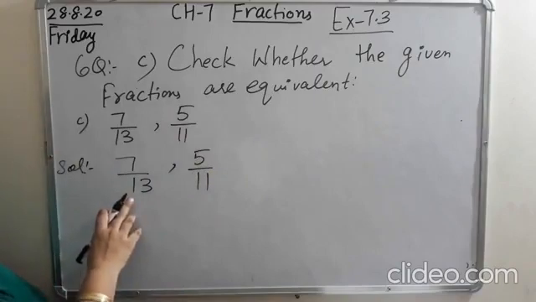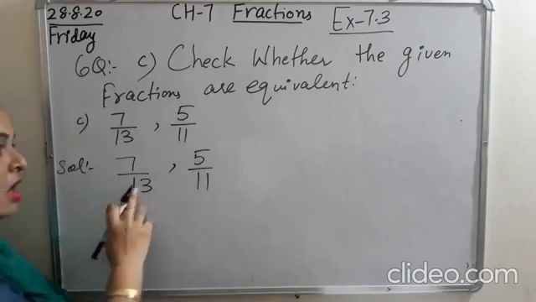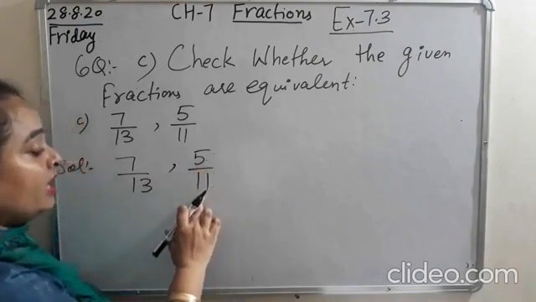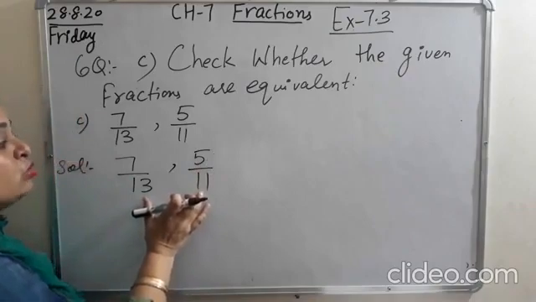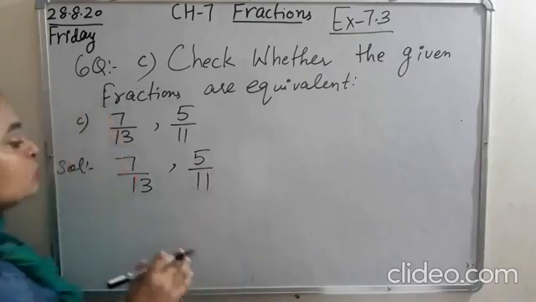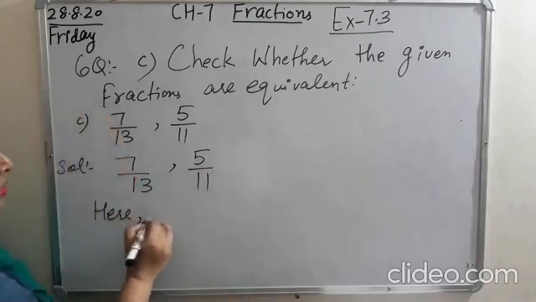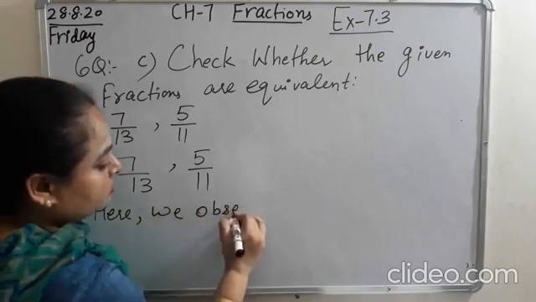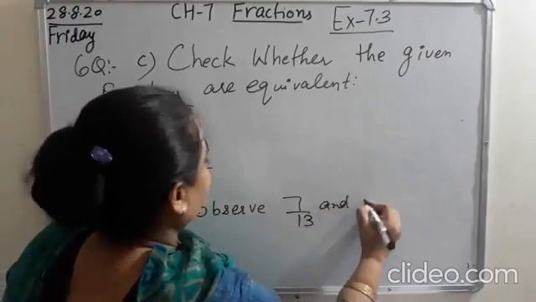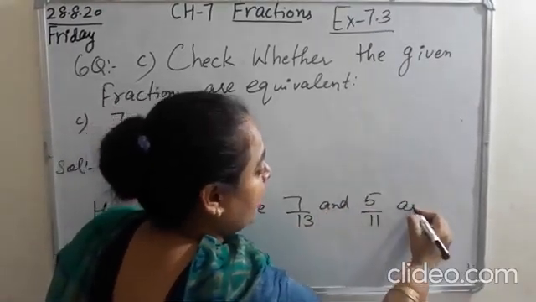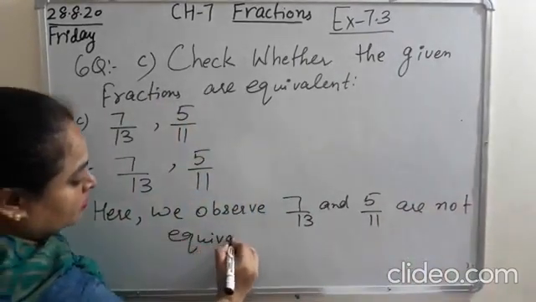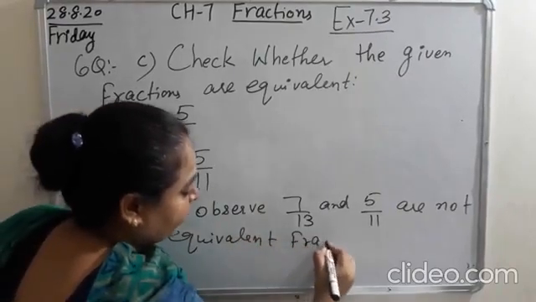The left hand side fractional value is 7 by 13. The right hand side fractional value is 5 by 11. Different fractional values on the left hand side and on the right hand side. So here we observe 7 by 13 and 5 by 11 are not equivalent fractions.